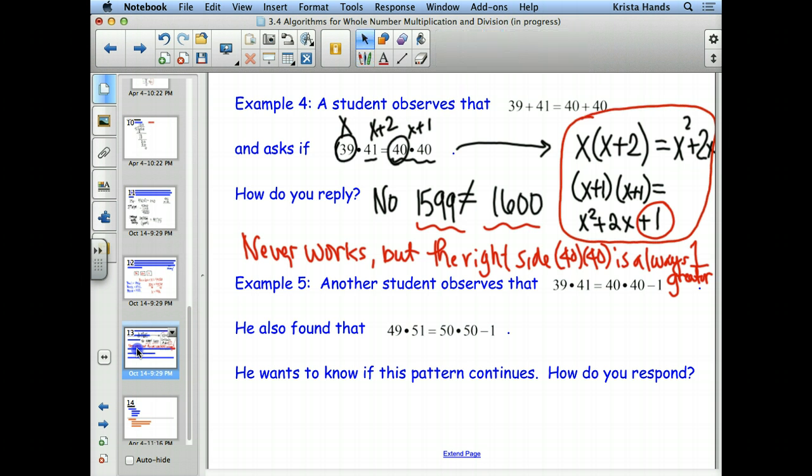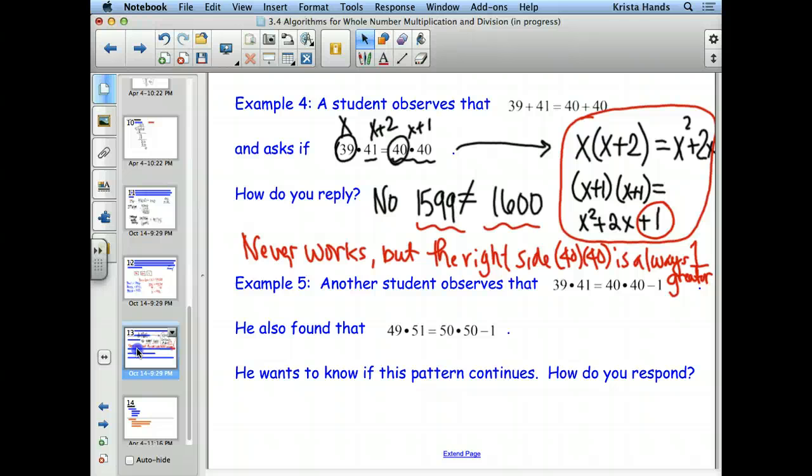I did it in general, just called something x, and I related every other piece to that original x. So when it was x plus 2, the other one was x plus 1, and I multiplied, and I said, okay, let's compare. So this will always have 1 greater on the right-hand side than it was on the left-hand side. So it actually never works.